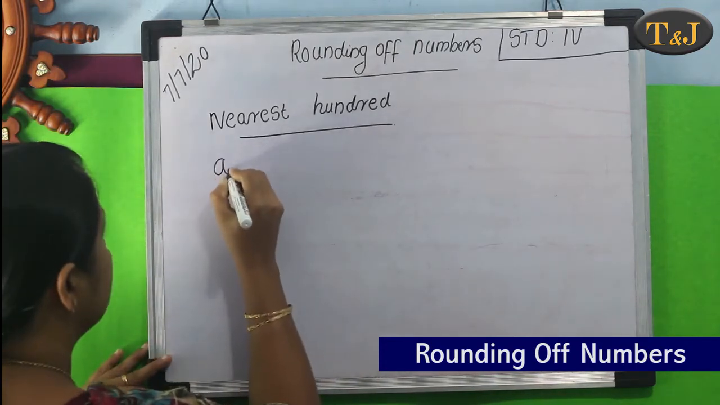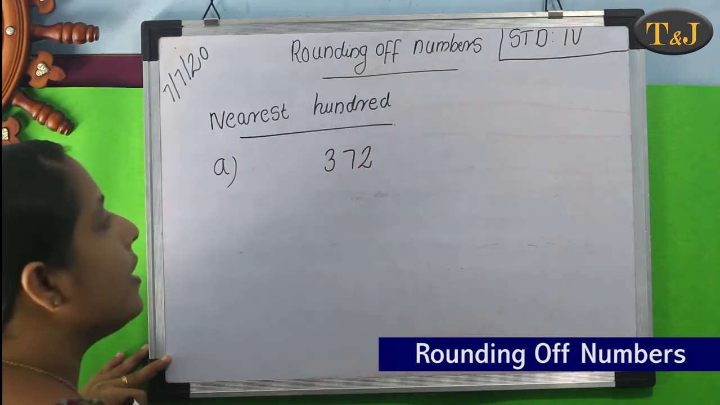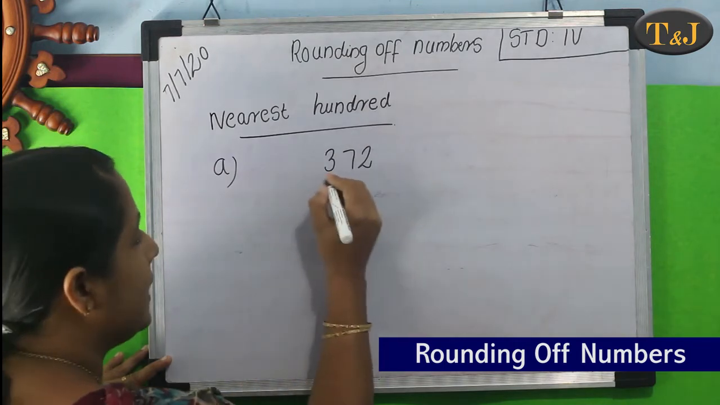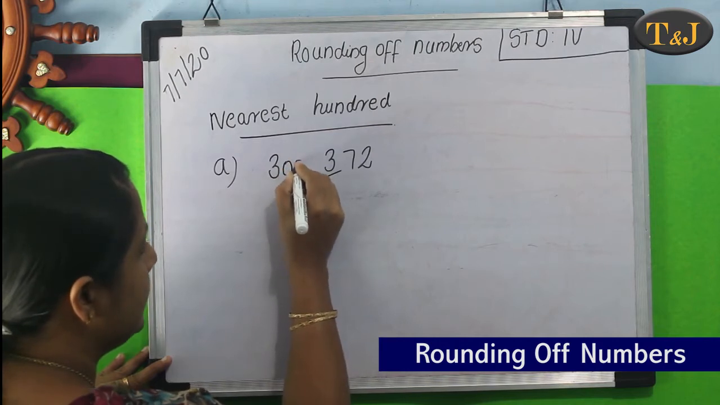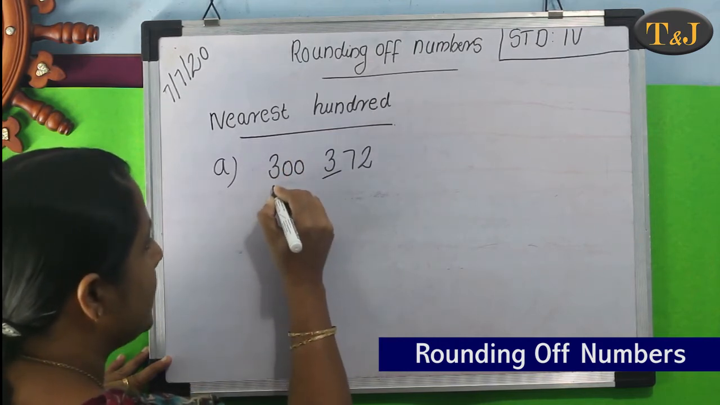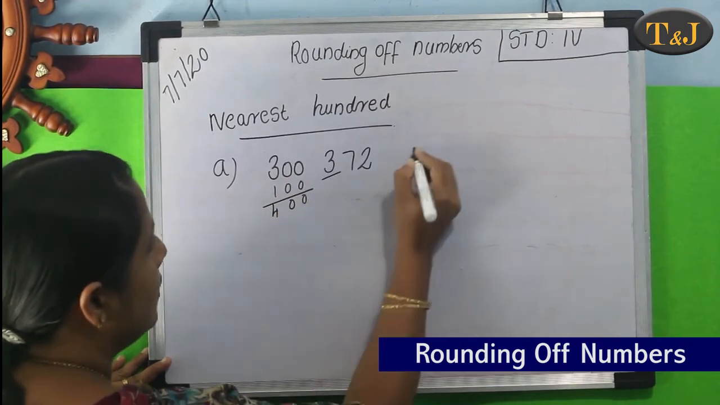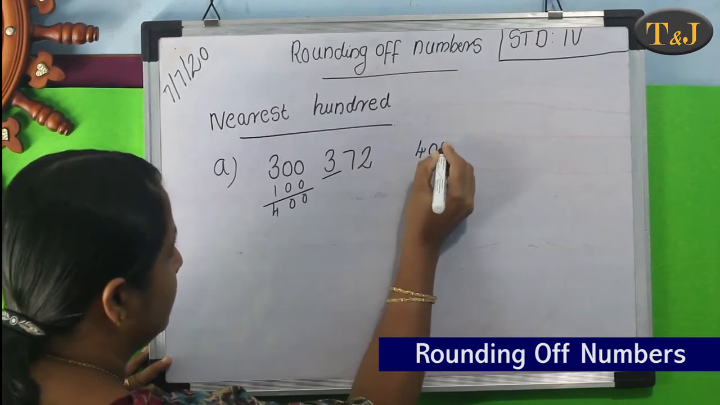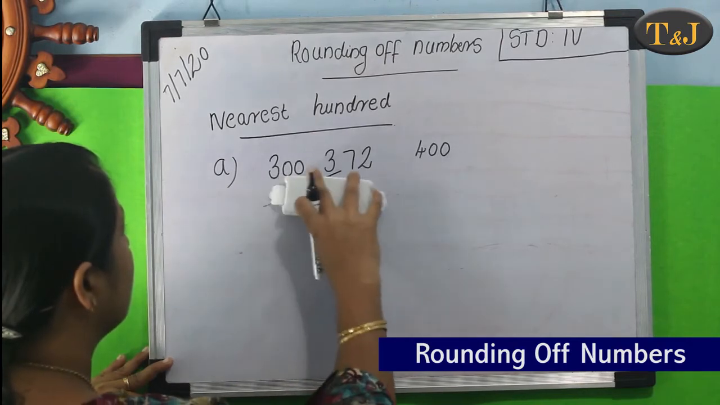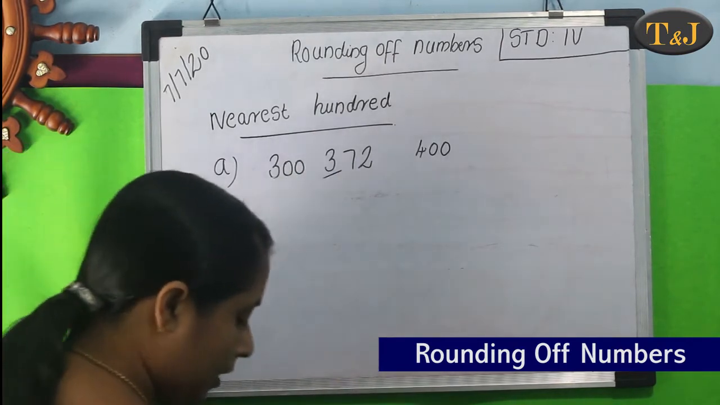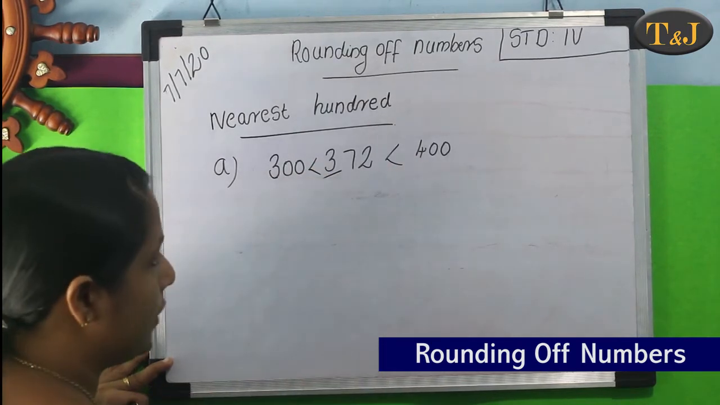Consider the number 372. Here our first number is 3. So we write 3. In the case of 100 we put two zeros, that is 300. Then adding 100 to this number, we get the answer 400. So write here 400. Therefore, 372 lies between 300 and 400.